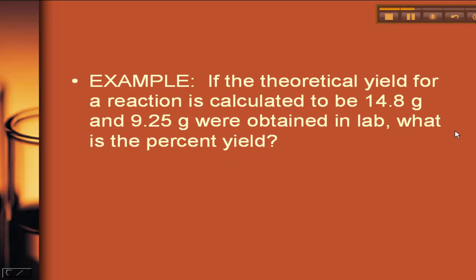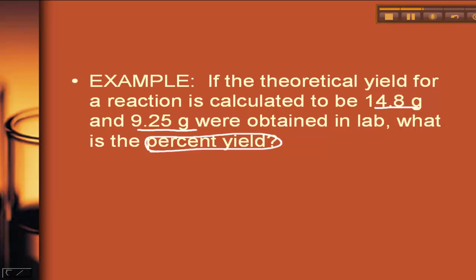If the theoretical yield for a reaction is calculated to be 14.8 grams and 9.25 grams were obtained in lab, what is the percent yield? Remember that you should be underlining and circling things as you read your problem. In this particular case, we are looking for percent yield.